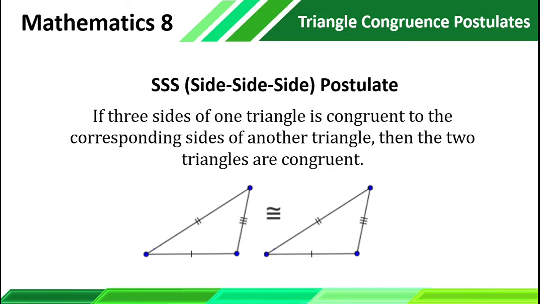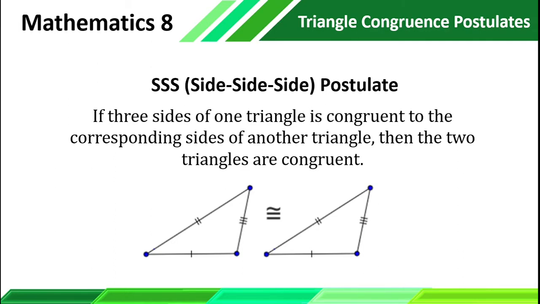What are the theorems or postulates that we can use in identifying triangle congruence? The first postulate is what we call the SSS postulate, or the side-side-side postulate. It states that if three sides of one triangle are congruent to the corresponding sides of another triangle, then the two triangles are congruent. So as you can see, all the sides of our first triangle correspond and are congruent to the second triangle.